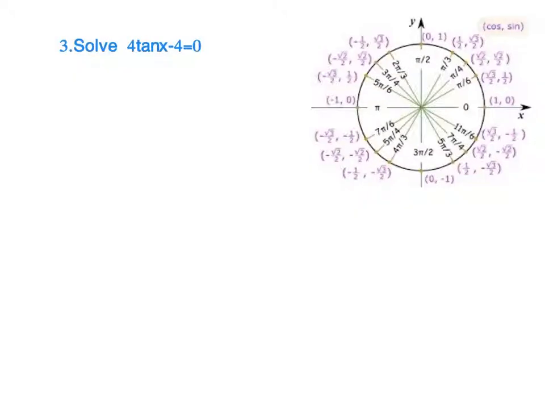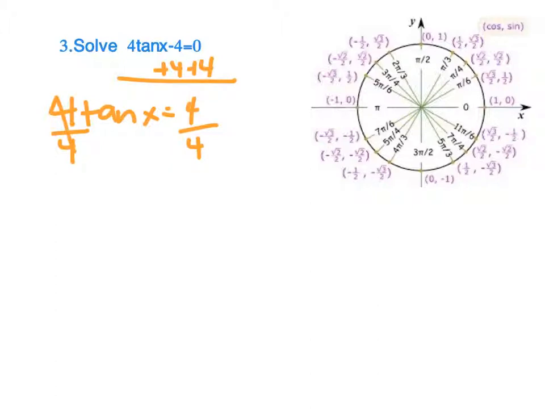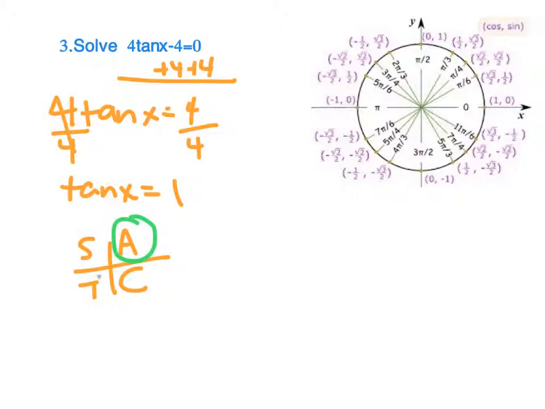Number 3, 4 tan x minus 4 equals 0. So we're going to add 4 to both sides. That gives me 4 tan x equals 4. Divide both sides by 4. Gives me tangent of x equals 1. And tangent is positive in 2 quadrants, positive in the first and third.